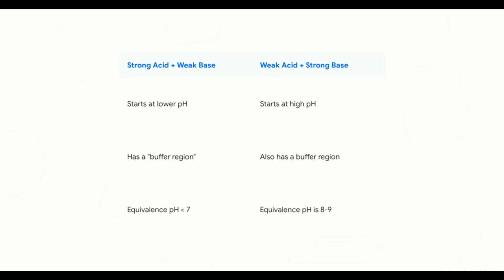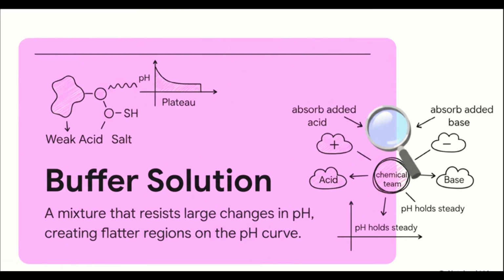Look at this. Suddenly, you get these kind of flat parts called buffer regions, where the pH just digs its heels in and resists changing. And get this, the finish line itself actually moves. For strong acid and weak base, the big drop happens in acidic territory, below a pH of 7. But for a weak acid and a strong base, it's over on the basic side, somewhere between a pH of 8 and 9. So what's the deal with this buffer region?